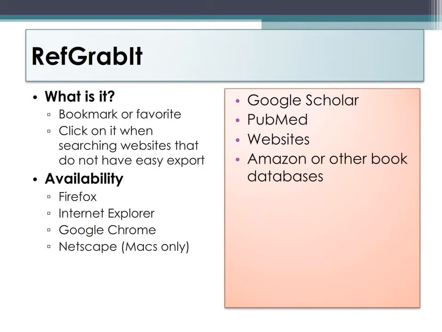Before moving on, I want to describe RefGrabIt, a tool from RefWorks. This is a bookmark or favorite link that you will add to your toolbar. You will click on it when searching websites that do not have an easy way to export to RefWorks. These include Google Scholar, PubMed, websites, and more. This is available for Firefox, Internet Explorer, Google Chrome, and Netscape, but for Macs only.